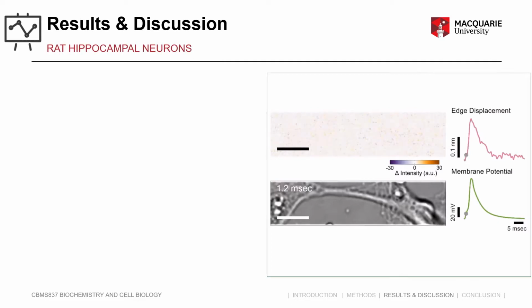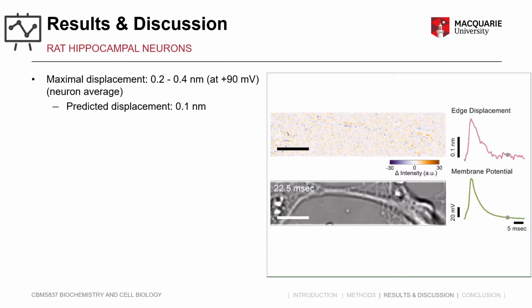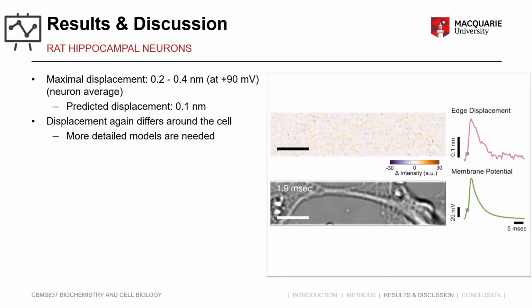And now on to the results and discussion of the rat hippocampal neurons. It was found here that the maximal displacement is 0.2 to 0.4 nanometers at the maximal membrane potential, and this is also an average for the neuron. This compares to the predicted displacement of 0.1 nanometers. The displacement was again seen to be different across the cell, and thus a more detailed model is needed to describe the neurons.